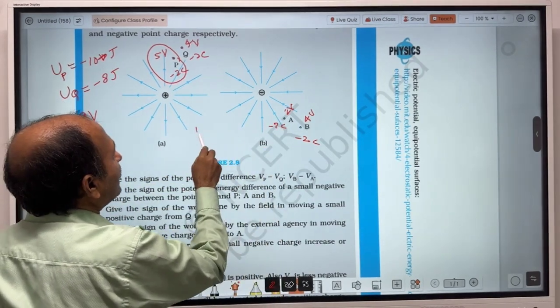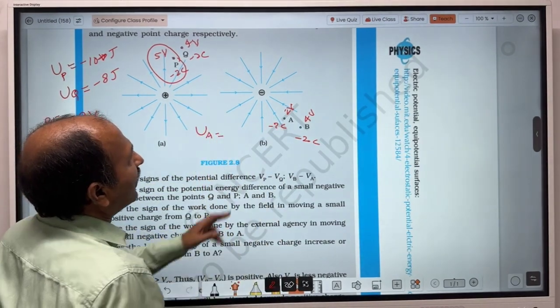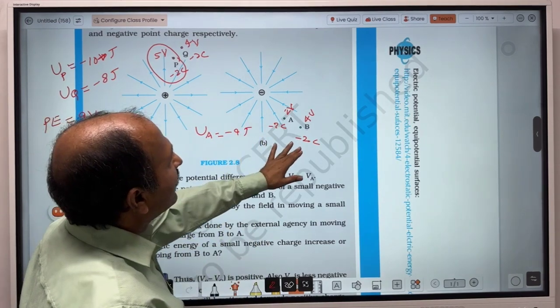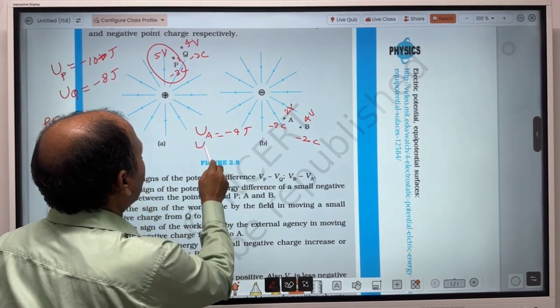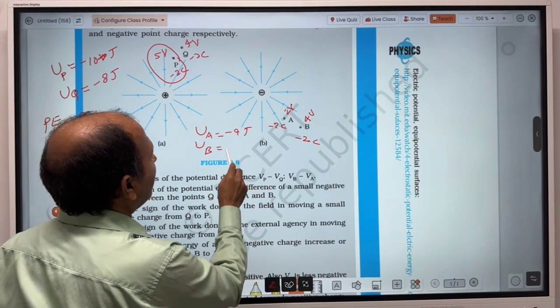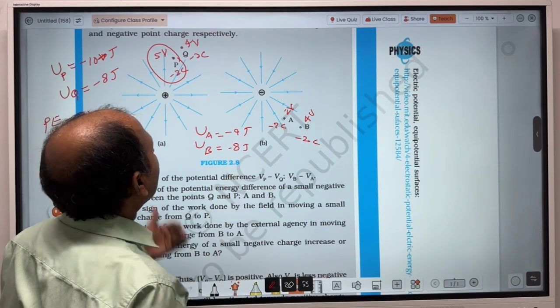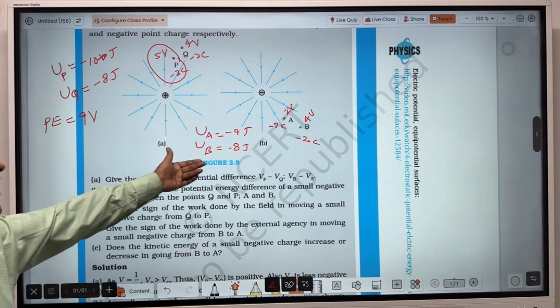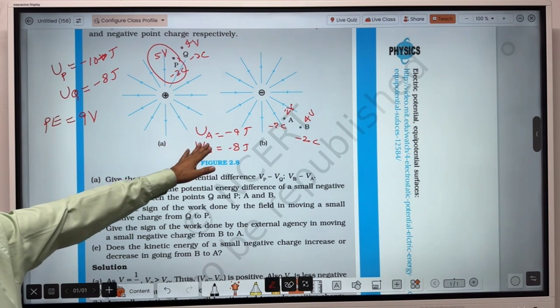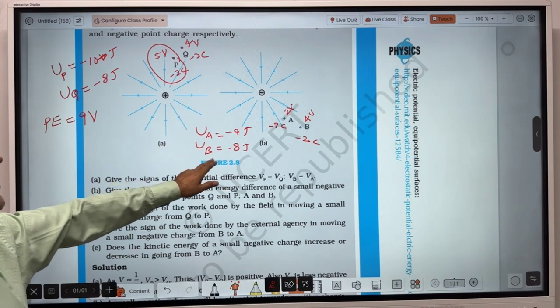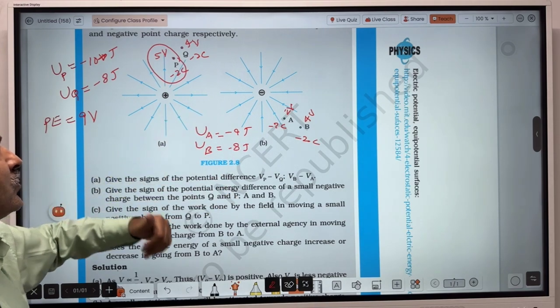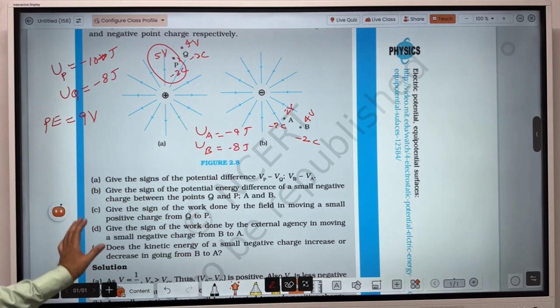If you find UA, how much will it be? Minus 4 joule. And if you find UB, how much will it be? Minus 8 joule. Now, if you want to find the difference, UA minus UB, what do you get? UA minus UB will be positive. And if you find just the reverse, UB minus UA, it will be negative. So I think you have understood the concept very well.